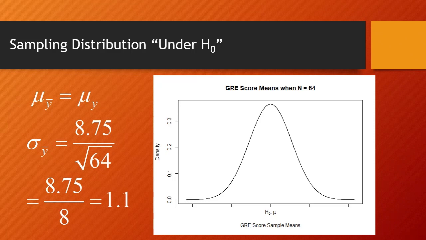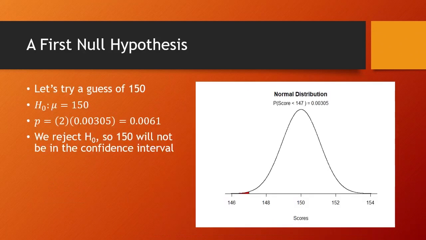So as we change the hypothesized mean, this distribution will move to the left or the right. It will move up and down, but the shape will not change. The variability will not change. So here's our first null hypothesis. I'm just going to try a guess, and I'm choosing a guess of 150.